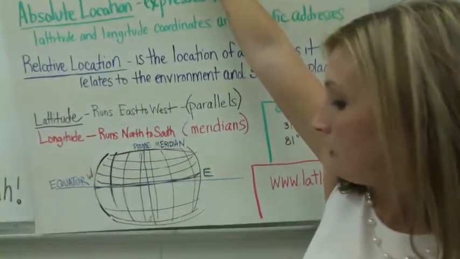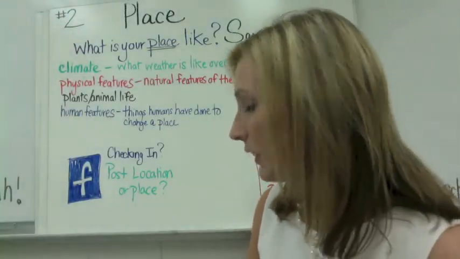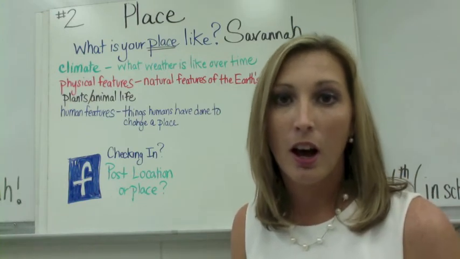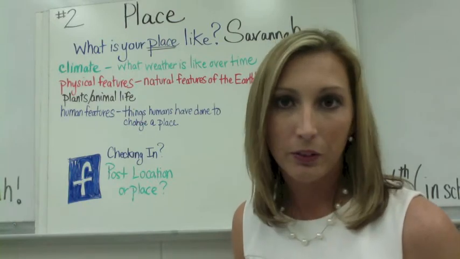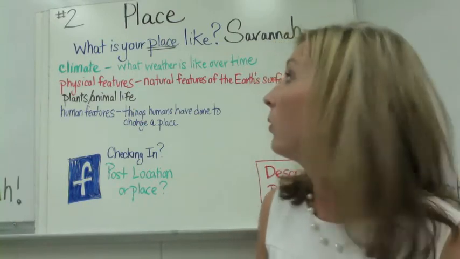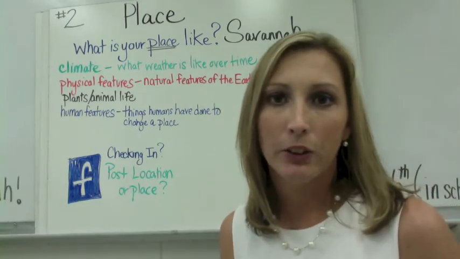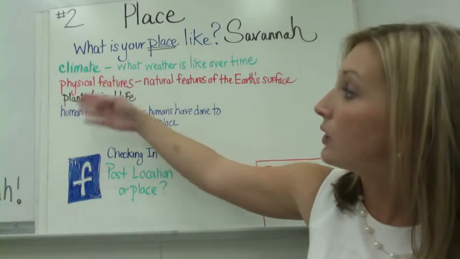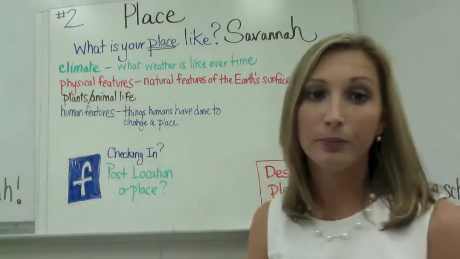The second theme that we're going to talk about of geography is location or place. We just talked about location. Place is different from location. The place we live would be Savannah. So what is your place like? When talking about place, you need to take into consideration climate, physical features, plants, animal life, and human features.